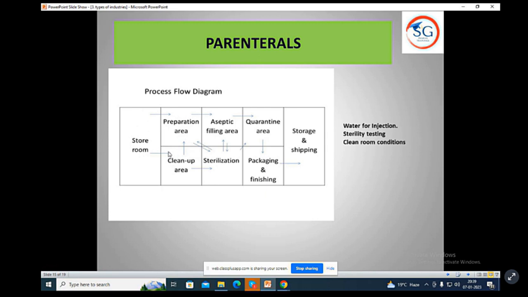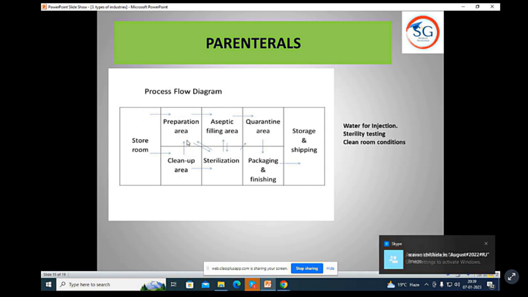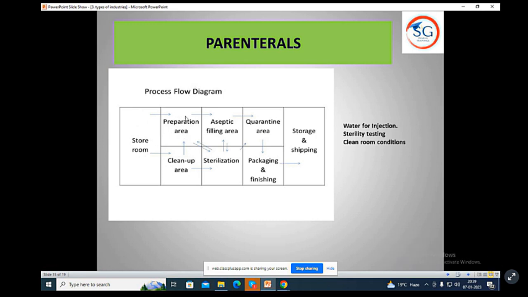In the preparation area, first the store materials will be taken to a pre-cleaning area. Here dedusting will be done. From here it will go to the preparation area, where the API will be mixed with the water for injection in dedicated tested vessels. After satisfactory line clearance, once it is mixed, this injection solution will go to the filling area.